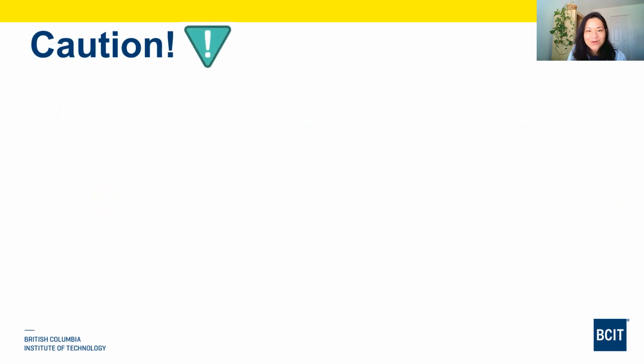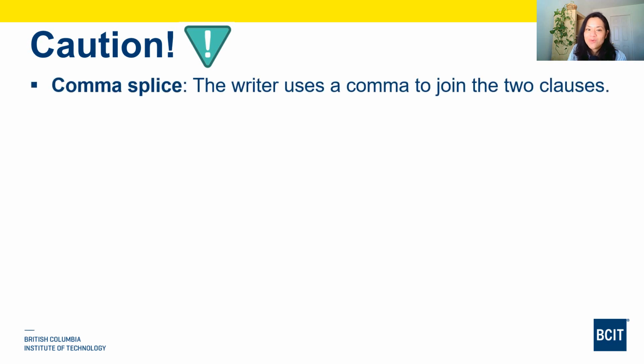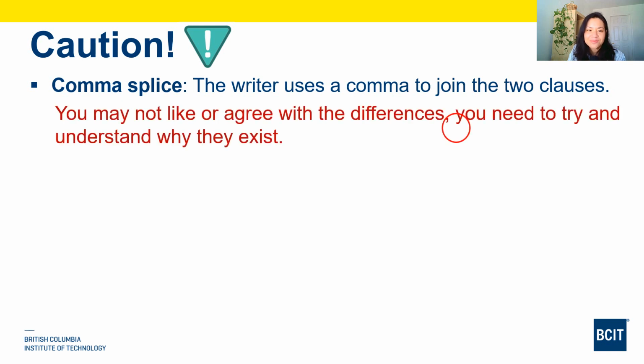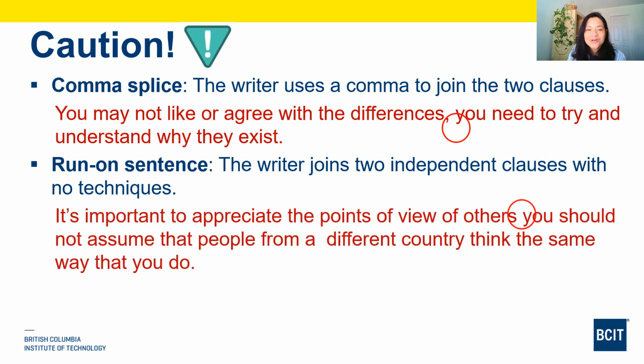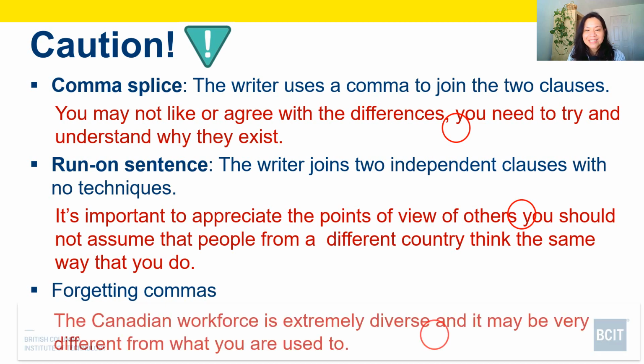Just before I leave you, there are a couple of points of caution about making compound sentences. The number one error of making compound sentences is called a comma splice. This means that the writer uses a comma to join two independent clauses instead of the ways listed above. The other error is called a run-on sentence. This means that the writer just joined the two sentences together with no technique at all. The third error is forgetting the commas before the conjunction or after the conjunctive adverb.